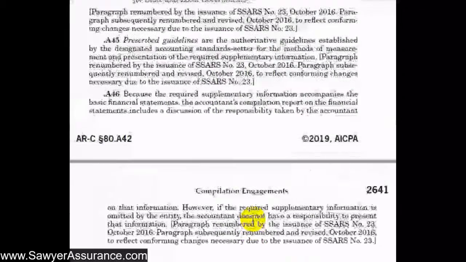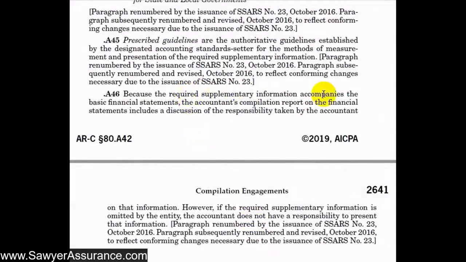And so it explains here that because the required supplementary information accompanies the basic financial statements, which we're performing a compilation engagement on, then the accountant's compilation report on the financial statements includes a discussion of the responsibility that we took on that information. However, if the required supplementary information is omitted by the entity, then we don't have a responsibility to present that information. We just make note in our accountant's compilation report that that information was omitted and include the other statements that we just discussed in the requirements section above.